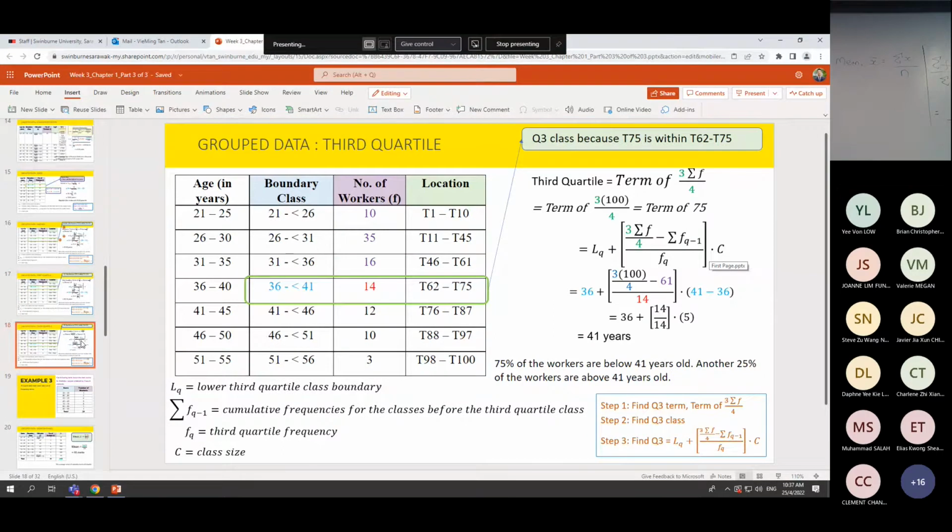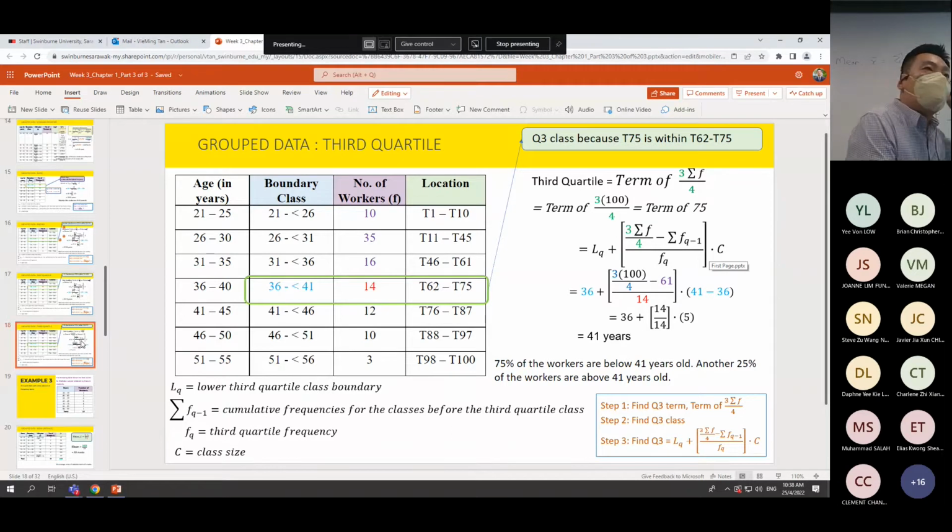We'll use the same data again. How do we get the Q3 value? The first step is to make sure the classes are already changed to boundary classes, with no more gaps. The second step is to identify the location of Q3.